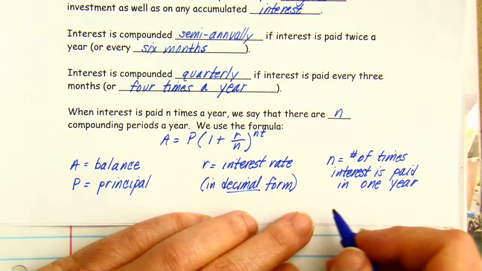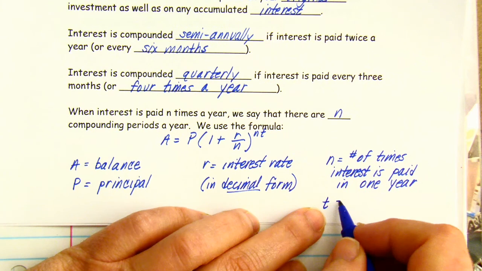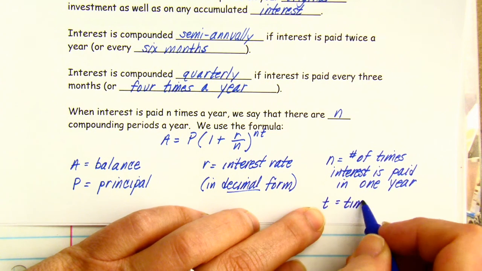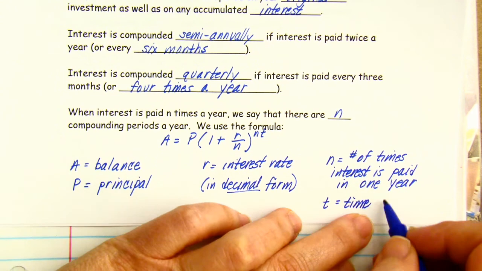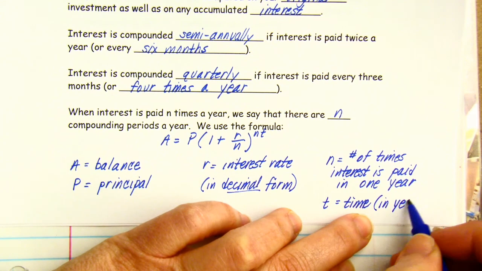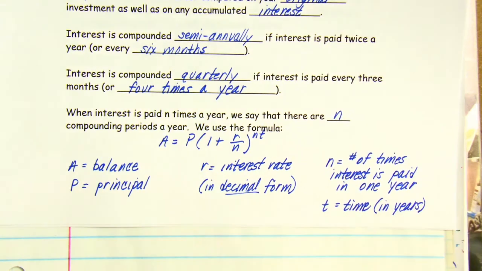And then finally, we have to identify T. T is time, but it's time in years. So if it's 1 year, then T is 1.